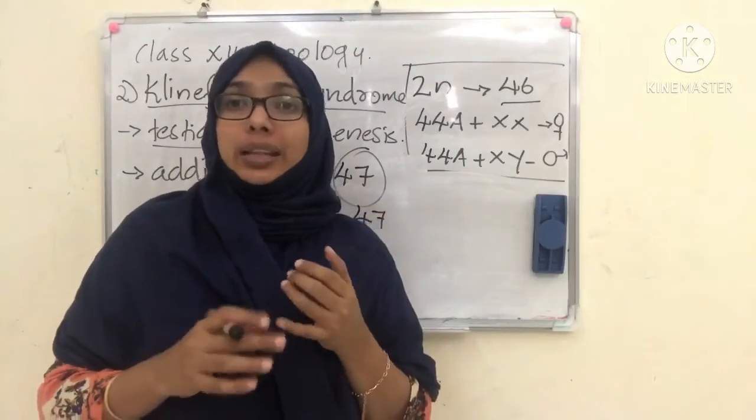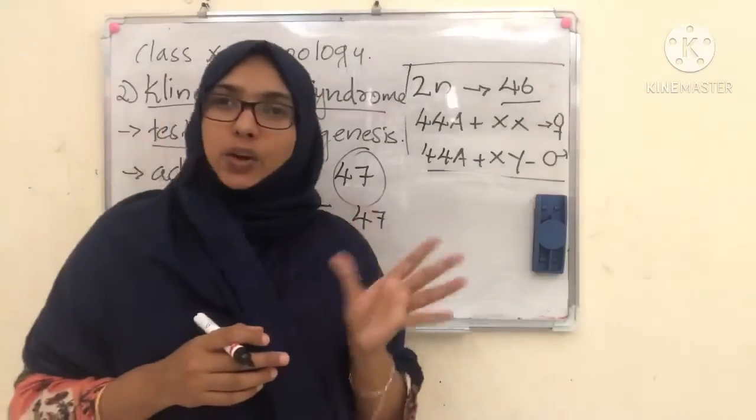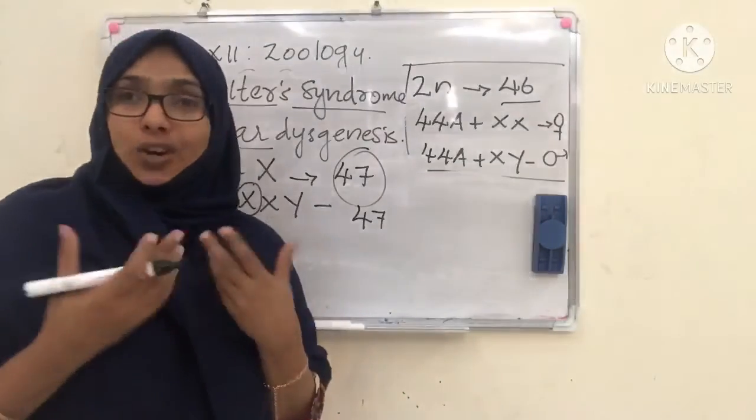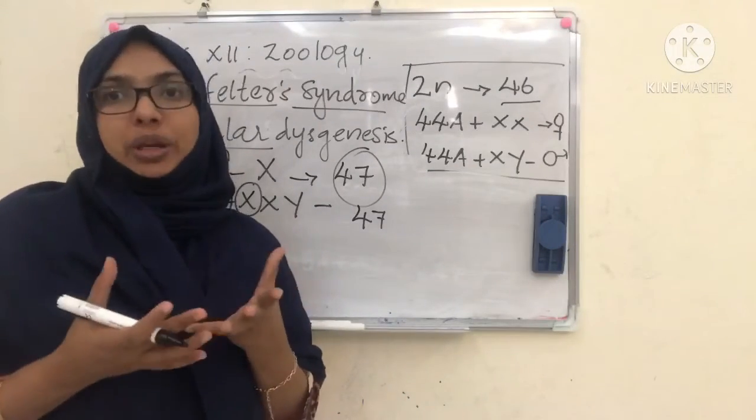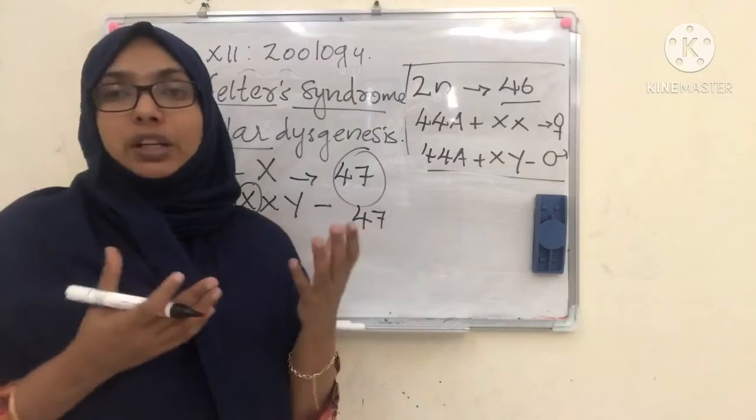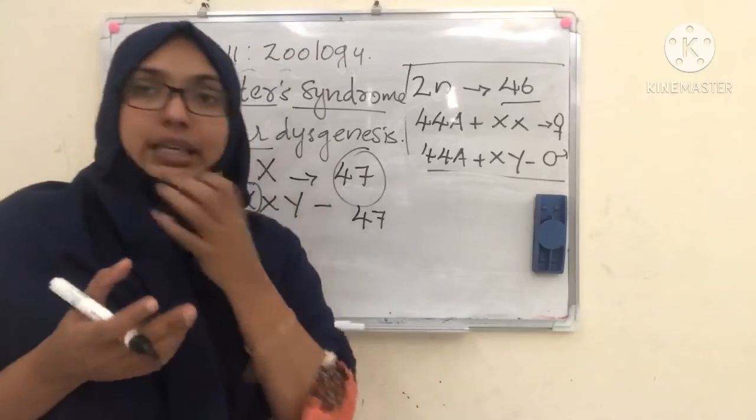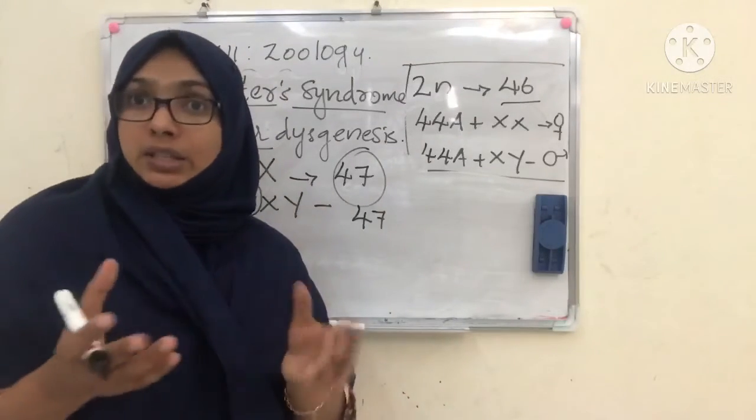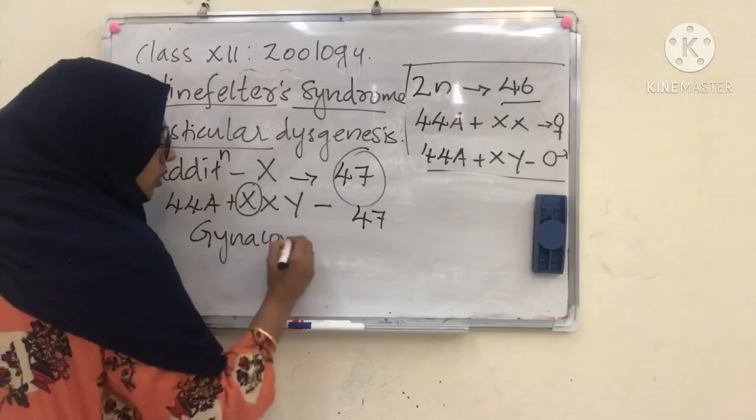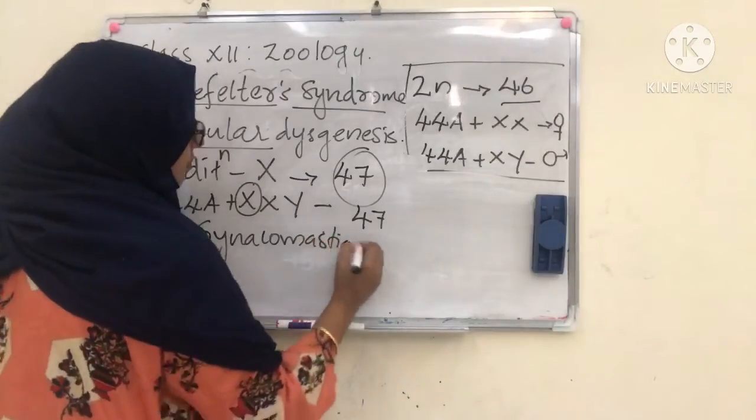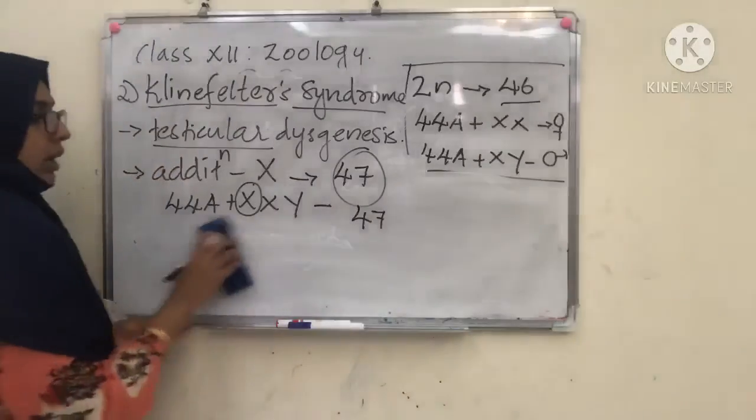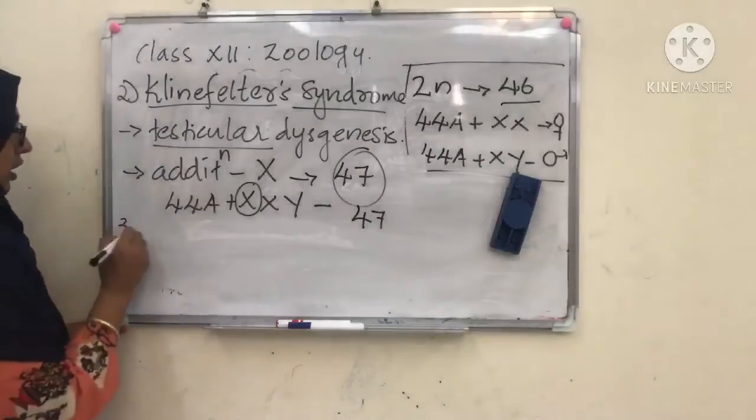Also their testes will be very small and non-functioning. We can say small and immature testes. They are not able to produce sperm, so they will always be sterile. They also show several feminine characters such as enlargement of the breast, that is known as gynecomastia. All these are shown by Klinefelter's syndrome. All these symptoms are given in your textbook.